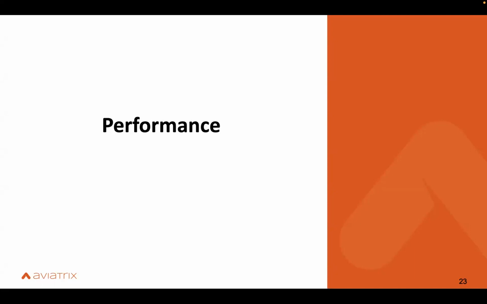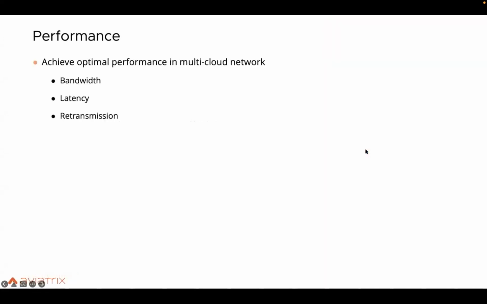Okay, so now performance, right? That's another pillar. And can you guys see my screen now? Yes. All right, in order to achieve the optimal performance for your single cloud or your multi-cloud environment, different factors need to be considered. For example, the bandwidth, latency, retransmission. All of these factors, the typical architects and network engineers consider when they are building their designs or architectures.